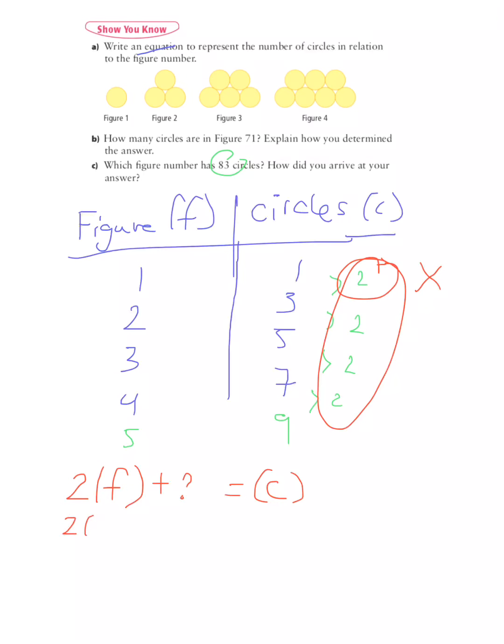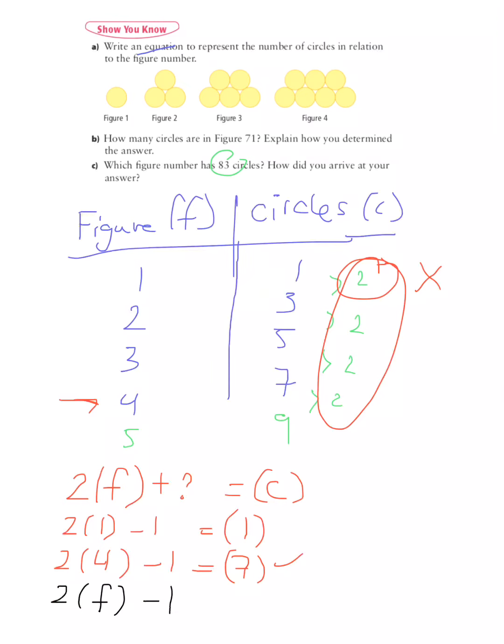So 2, let's start with the easy one, times 1 gives you what? 2, obviously, right? So then how do you get to 1? Subtract 1, and that gives me 1. So we're very close to our equation. Let's just try a bigger one. So 2 times 4, let's say, minus 1, it should give me 7. So 2 times 4 is 8, minus 1 is 7. Correct. So then my equation becomes 2 times f minus 1 equals c.